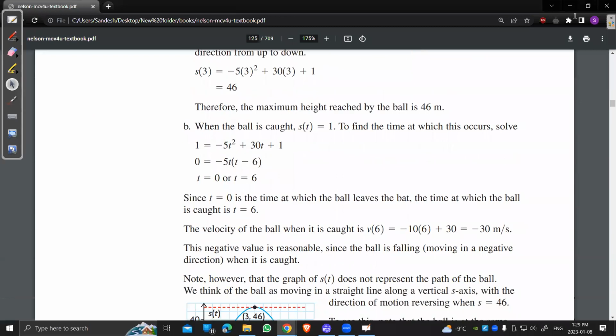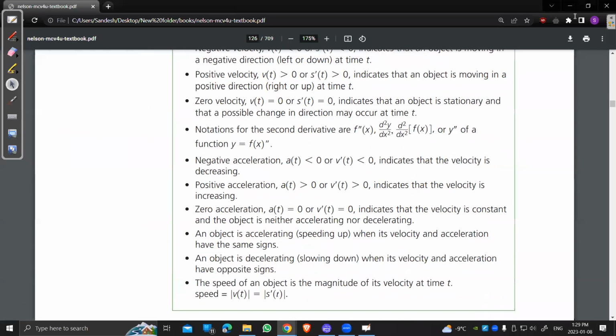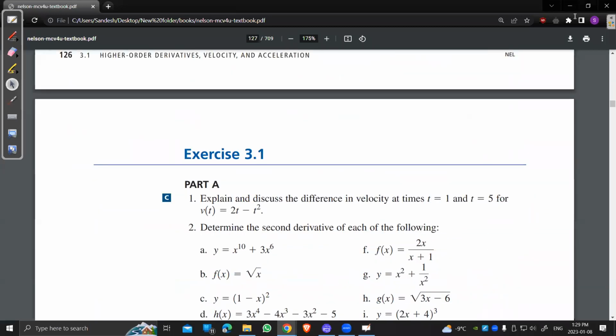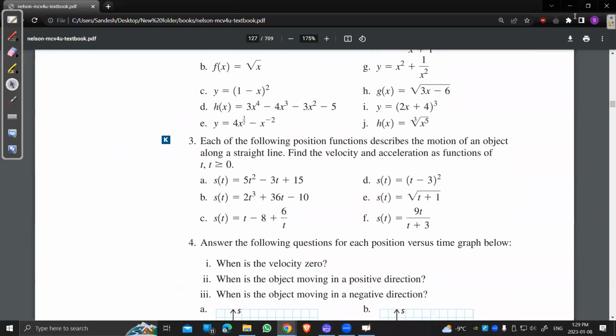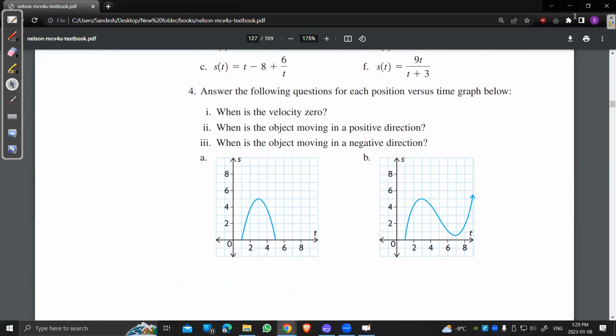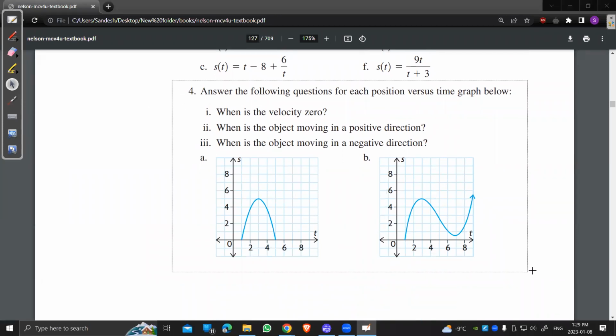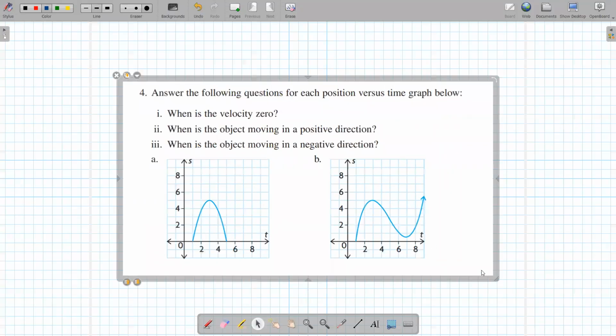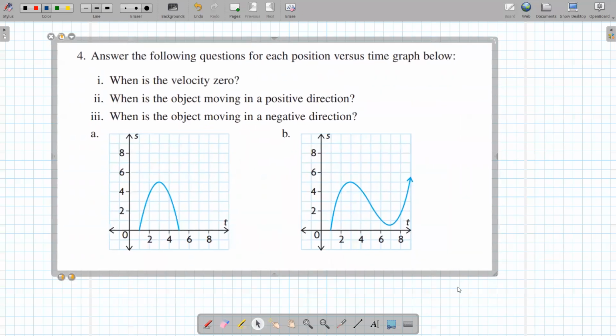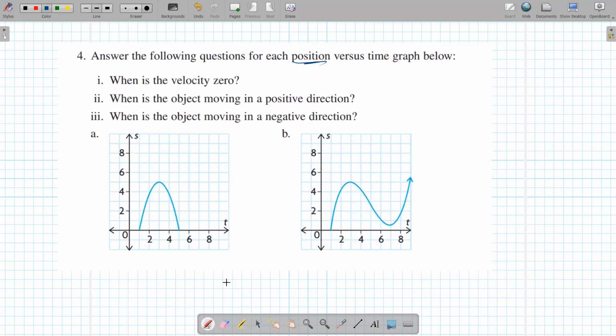Don't worry too much about this. Just know the idea that the second derivative will give you the acceleration and the first derivative will give you the velocity. Notice both of these are position graphs they've given us. It says position. When is the velocity 0? Now velocity is the tangent, it's the slope of the position vector. Velocity will be 0 when there's a turning point or when the slope is horizontal.